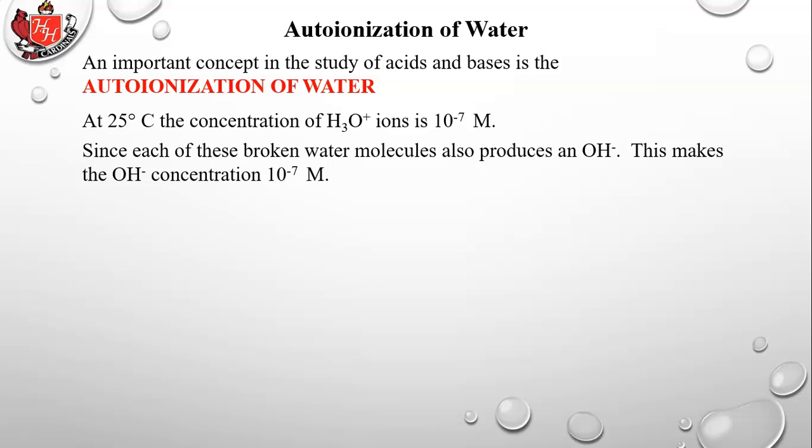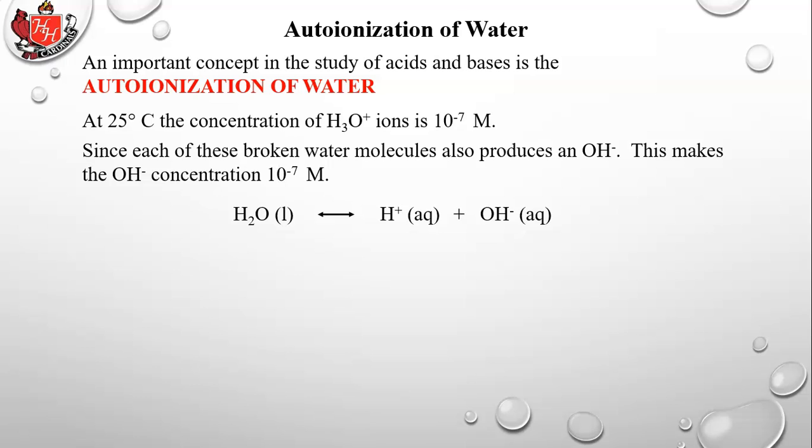Since each of these broken water molecules also produces an OH-, this makes the OH- concentration also 10 to the minus 7th molar. So every time a water molecule autoionizes into a hydronium H+, it's also got to autoionize into an OH-. So you always have the same number of H+ as OH- at any time.